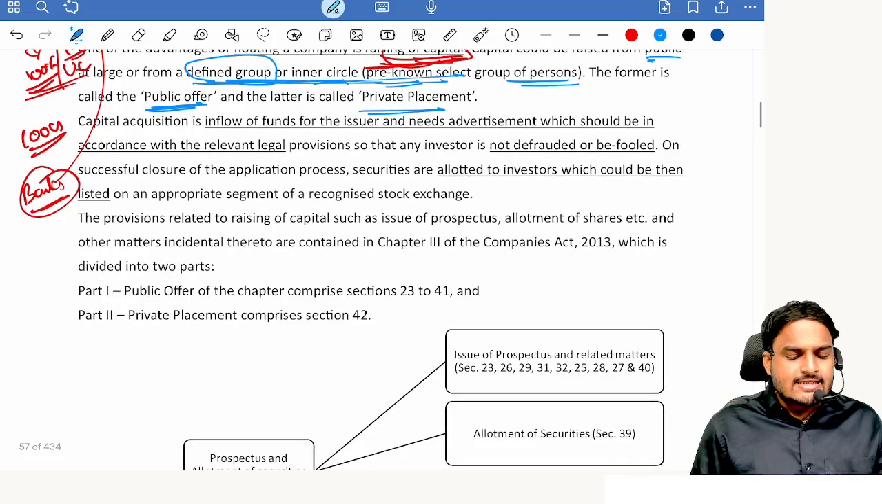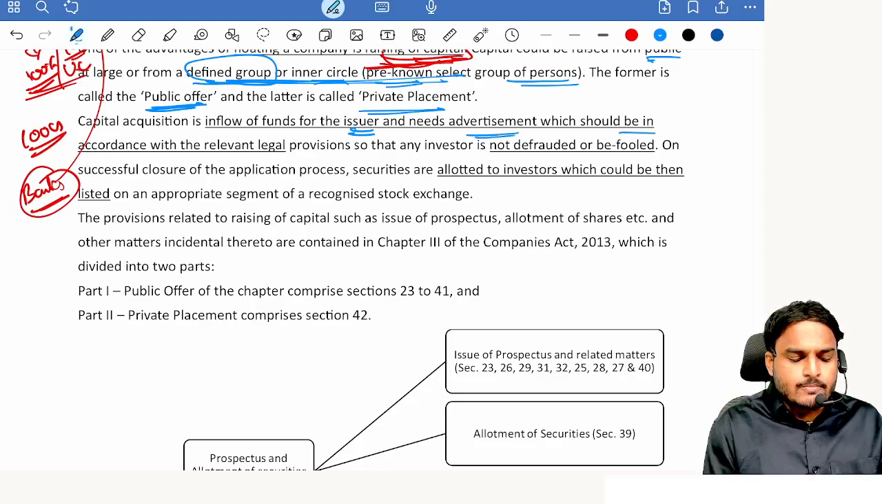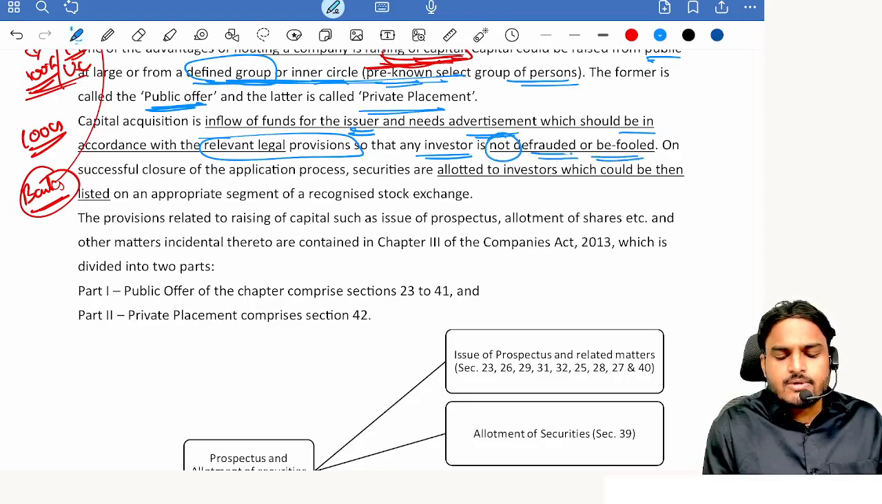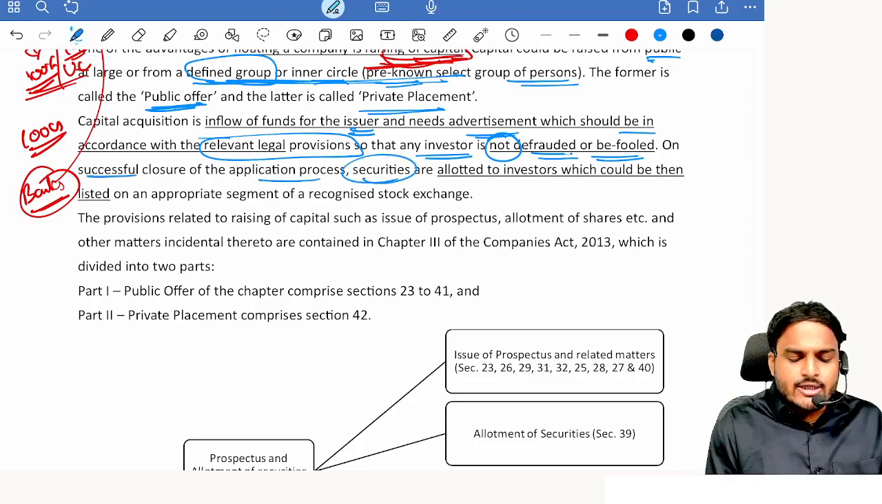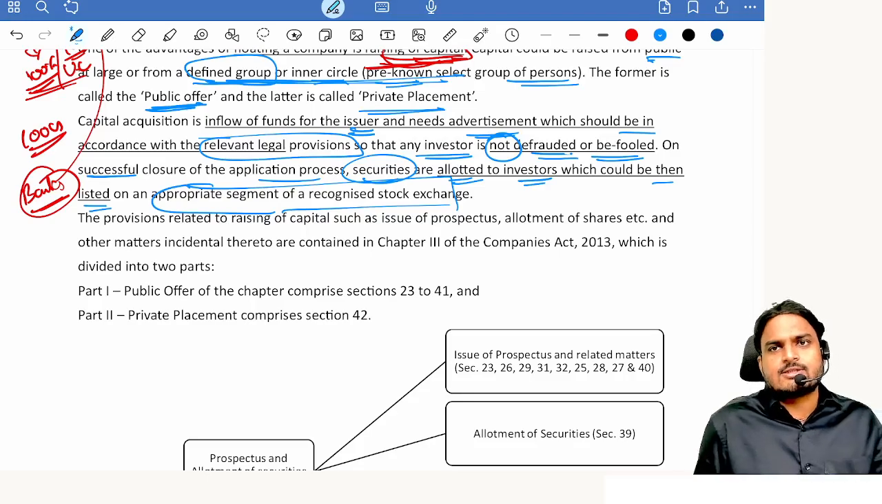Capital acquisition is an inflow of funds for the issuer and needs advertisement which should be in accordance with the relevant legal provisions so that any investor is not defrauded or befooled. On successful closure of the application process, securities are allotted to the investors, which could then be listed on an appropriate segment of recognized stock exchanges.